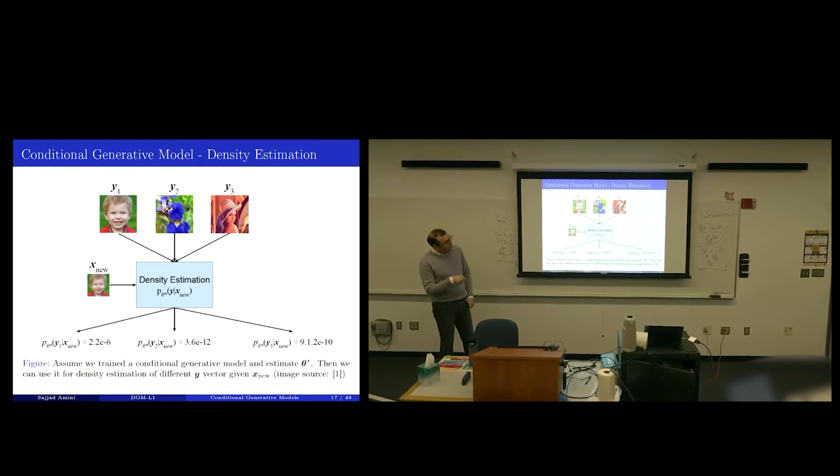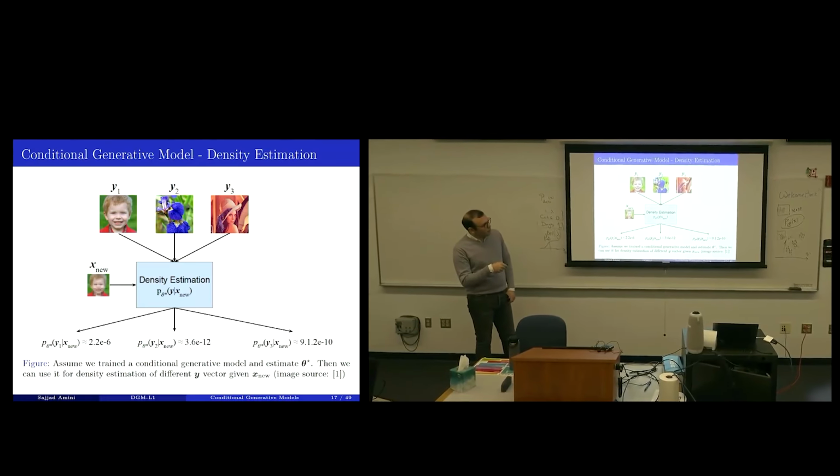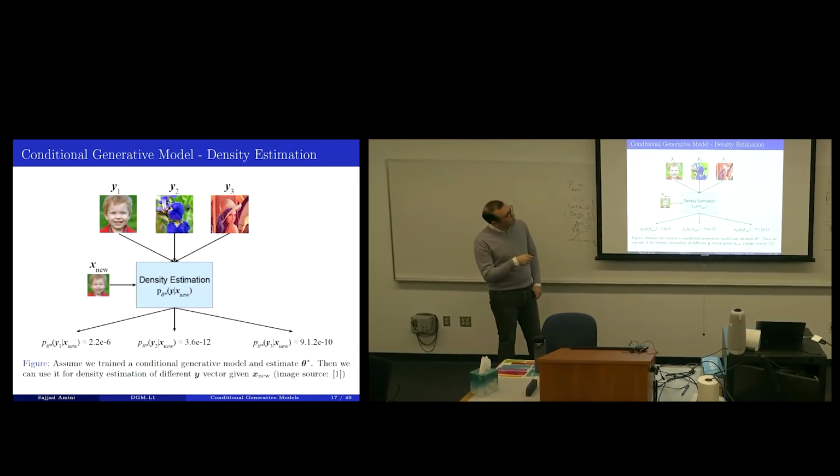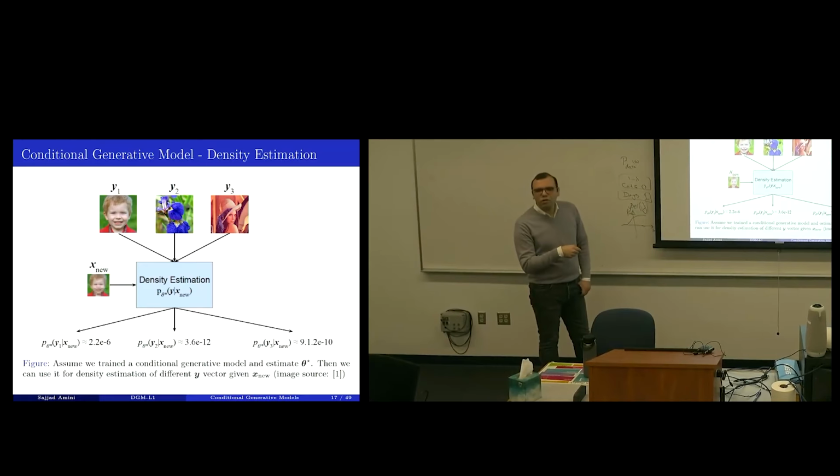How? For example, this task is density estimation. I give the model the low resolution image and ask which of these is more probable to be the higher resolution of this image. So we expect the model to give high probability to this one and low probability to these ones.